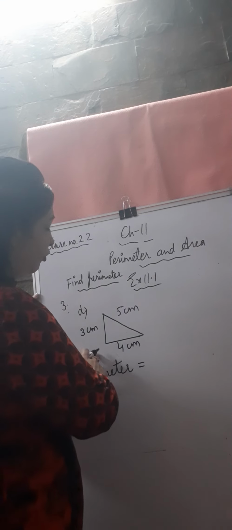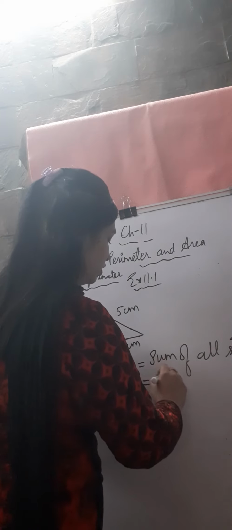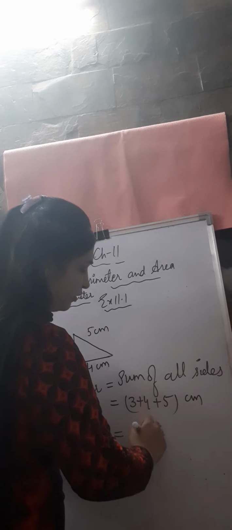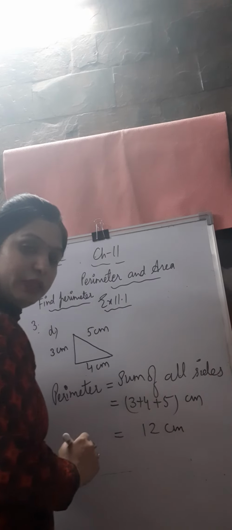Now students, we have to find out the perimeter of this figure. Perimeter is the sum of all sides, and this is 3 plus 4 plus 5 centimeter. 3 plus 4 is 7, 7 plus 5 is 12 centimeter.